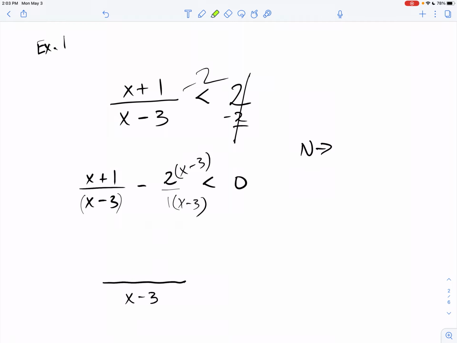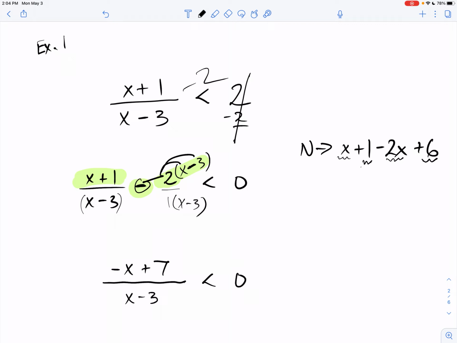Well, in the numerator, I have all this stuff minus this stuff. So what does that look like when we make it pretty? Well, it looks like this. x plus 1, and then the minus goes with the 2. So it's going to, boom, boom, I'm going to get negative 2x plus 6. Don't make a sign error. And then if I put all that junk together, I get x minus 2x, that's a negative x. And then 1 and 6, that's a 7. That stuff is less than 0.